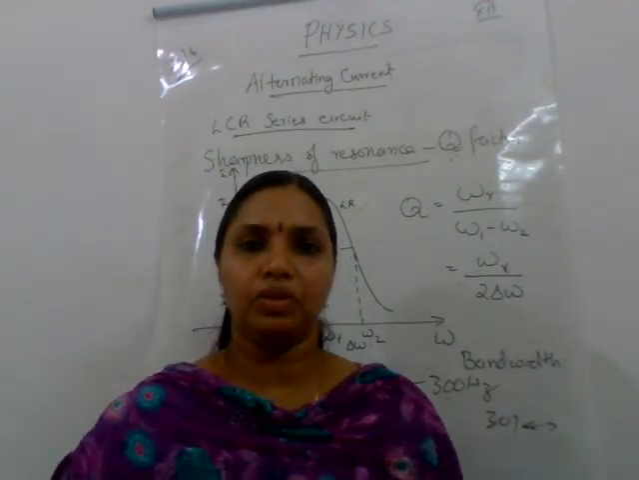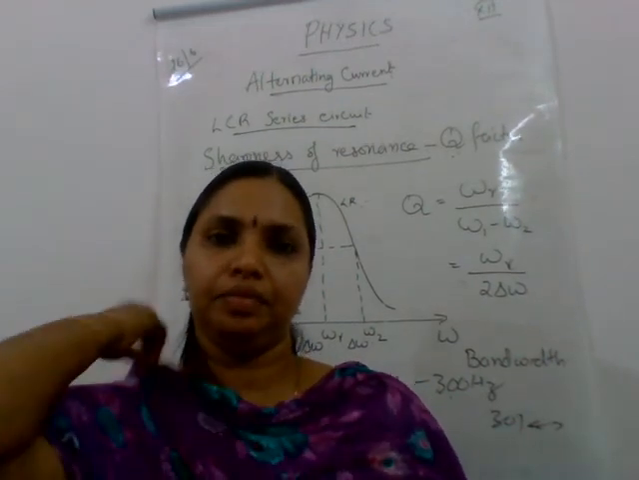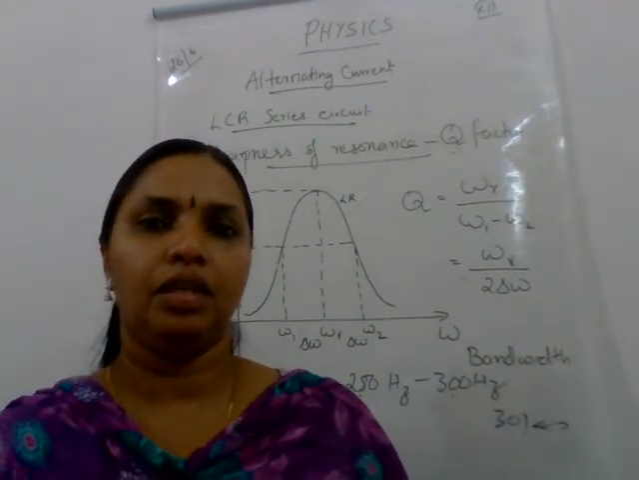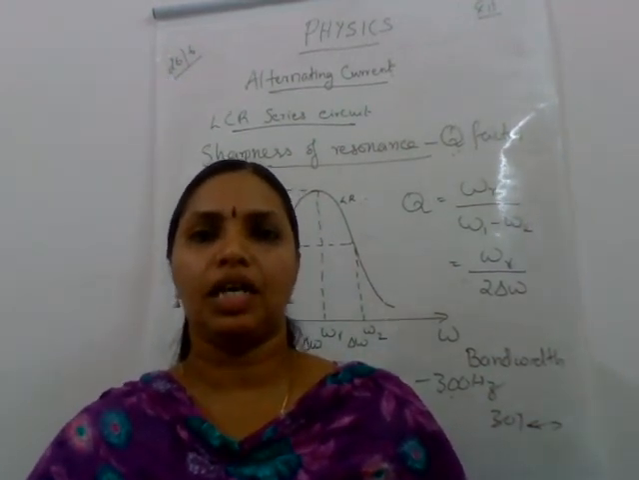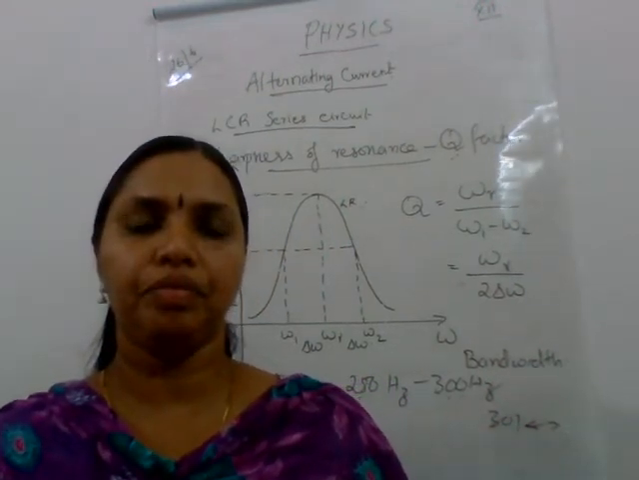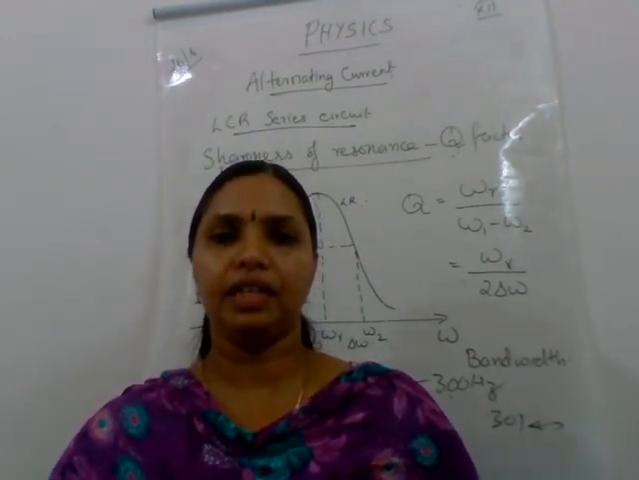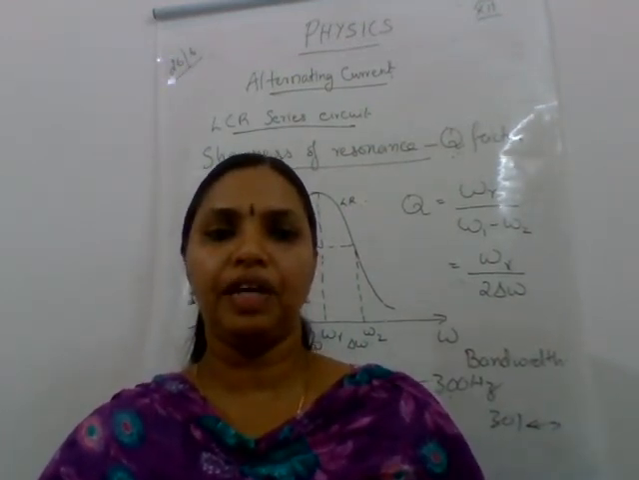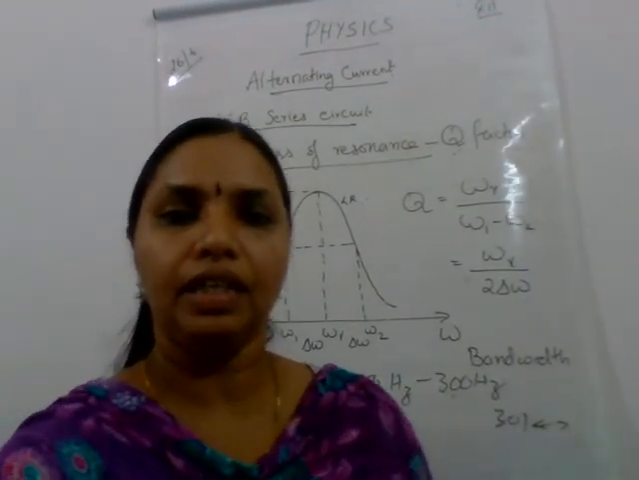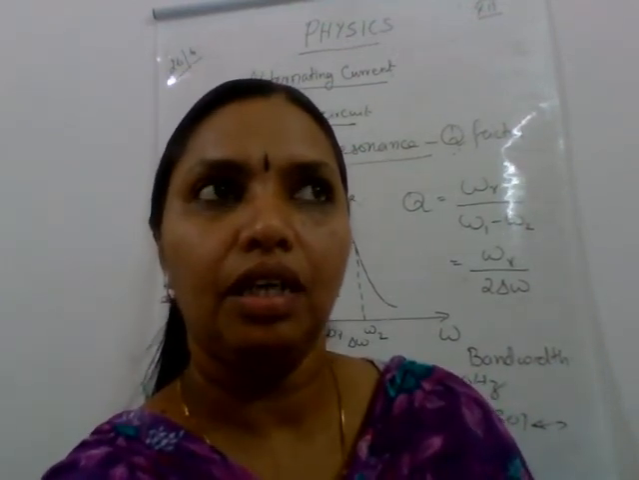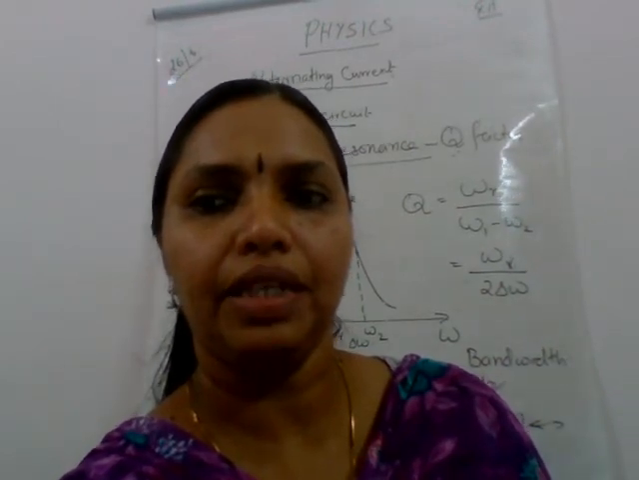Before that, write down the questions. What is meant by sharpness of a resonant circuit? Next question. Define Q factor and bandwidth. I think this is the fourth question in this session, isn't it? Q factor and its bandwidth.